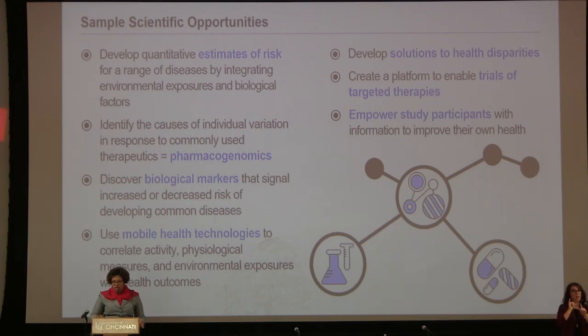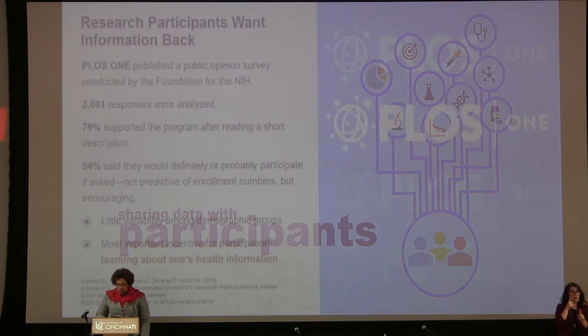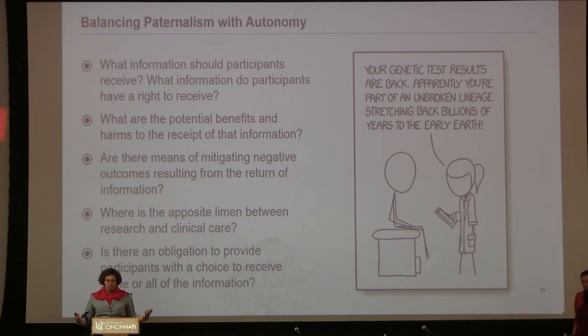By having this rich, diverse, comprehensive data, the program hopes to spur research that addresses the array of biomedical objectives listed here. Again, that goes back to that eighth core value of the program. In addition, the program hopes that data collected will empower participants with information that facilitates improvement in their own health. So speaking of those participants, we know that the most important incentive for participation is learning about one's own health information. This leads to its own set of questions for the program when thinking about participants. They range from the impacts to participants on receiving this information, determining the level of support required from the program, and the line between research and clinical care.